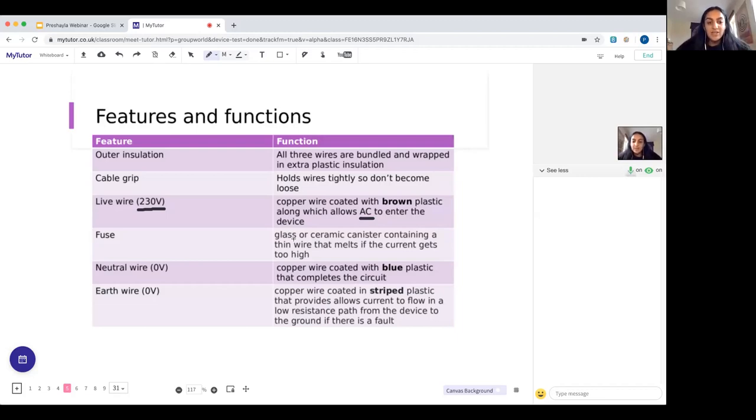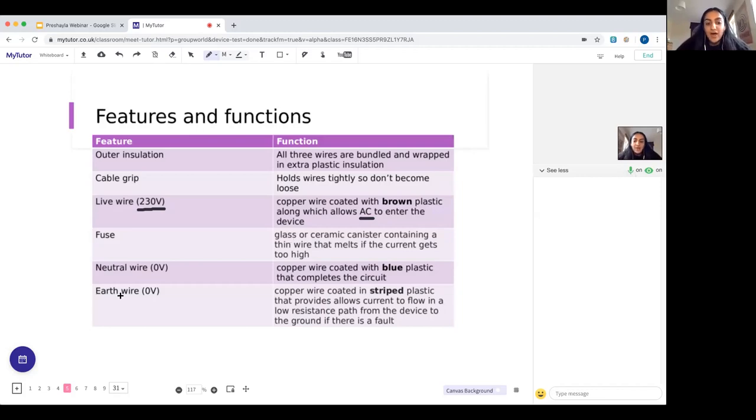The next part is the neutral wire. Because it's neutral, it's held at 0 volts, and it's basically just there to complete the circuit. It doesn't have much relevance, but it is important to complete the circuit. That's its only function, really, and that's the one in blue plastic. So remember, the wire is not blue, the plastic around it is blue.